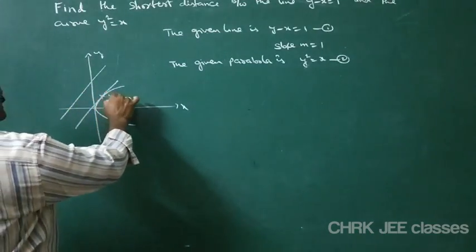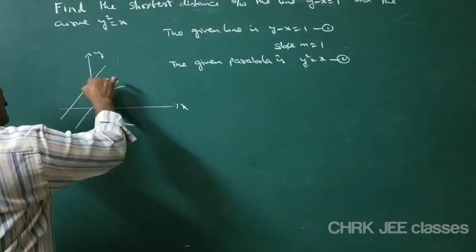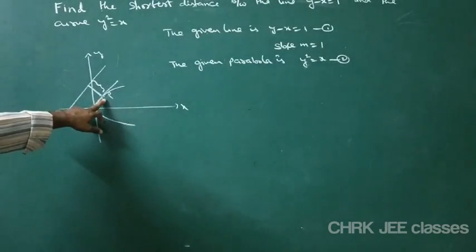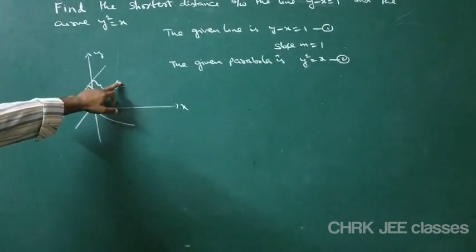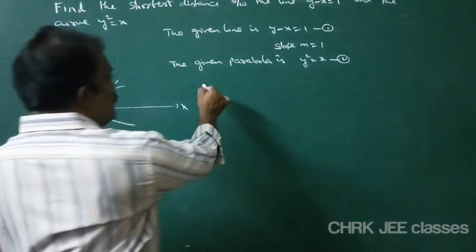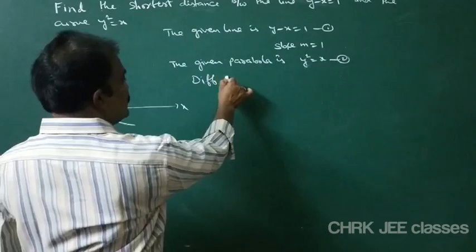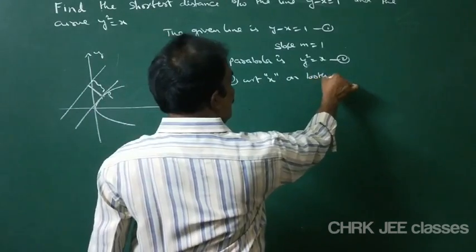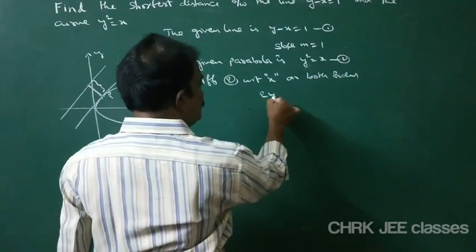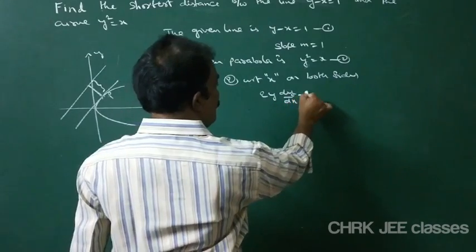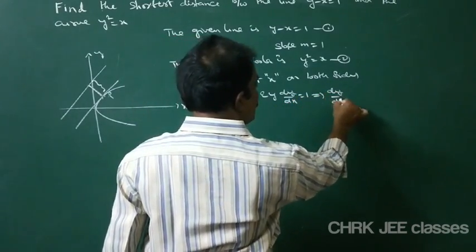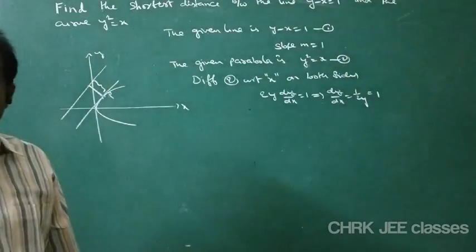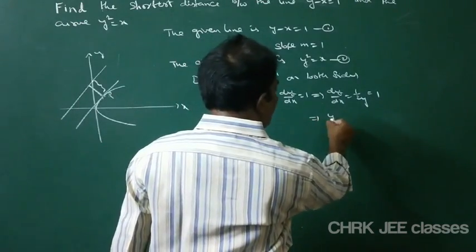Suppose this is the point of contact P. The perpendicular distance from P to the given line is the shortest distance. So we have to find the point P. So this line is parallel to 1. So differentiating 2 with respect to x on both sides. Therefore 2y into dy by dx equal to 1. That implies dy by dx equal to 1 by 2y. That is equal to 1, because the slope of the given line is 1. From this we are getting y equal to 1 by 2.